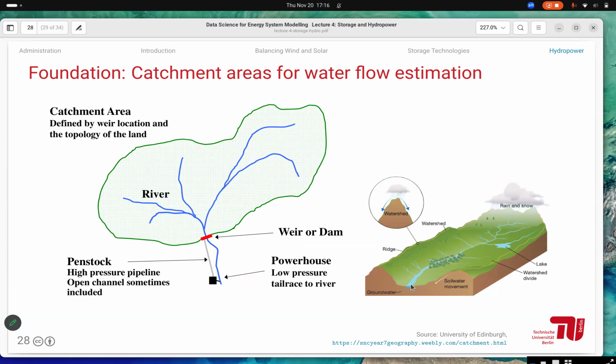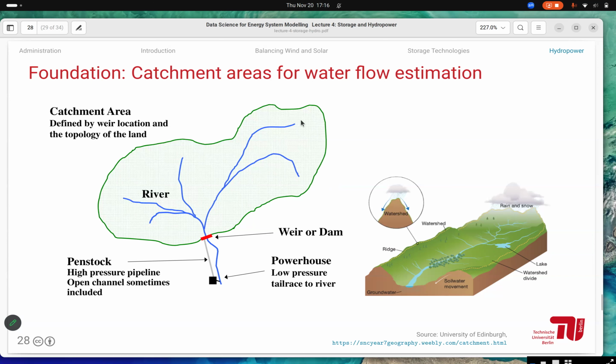And of course, that is an important consideration because the amount of water is basically your currency for how much electricity you can generate. So it makes sense to choose a location where your catchment area is quite large. So that's one important criterion. And so the data that you need here is, of course, an elevation data set.